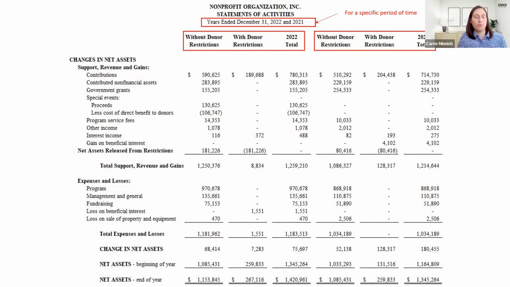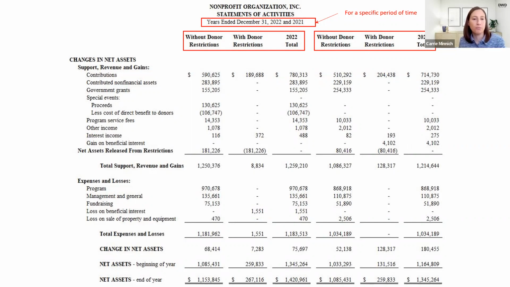So the first column is without donor restrictions. Again, this is money that has been received that can be used for whatever you want, and then the expenses are spent. The second column is with donor restrictions. It's really a timing difference. This is money that has been received by the organization for a specific purpose. As you can see, they received $190,000 of contributions during 2022, where the donor said, okay, you have to use it for a specific purpose.